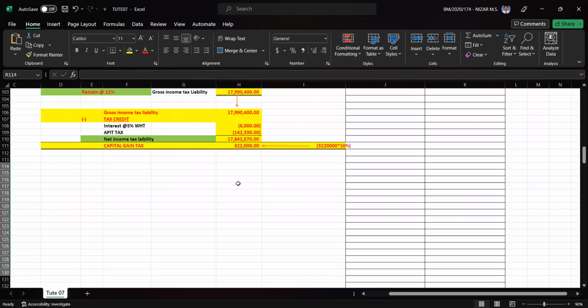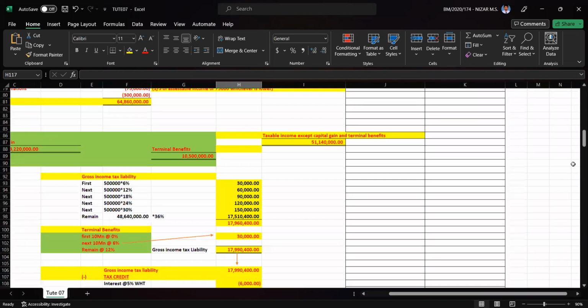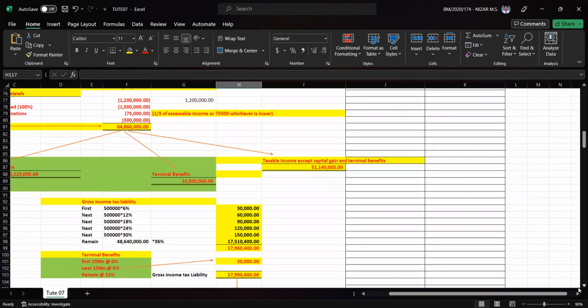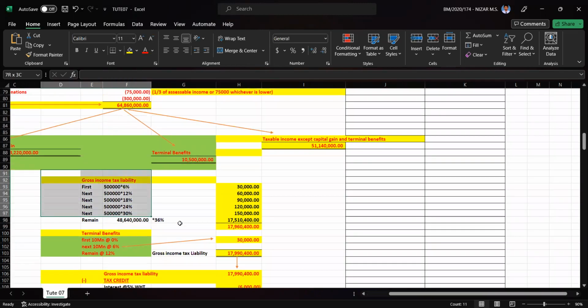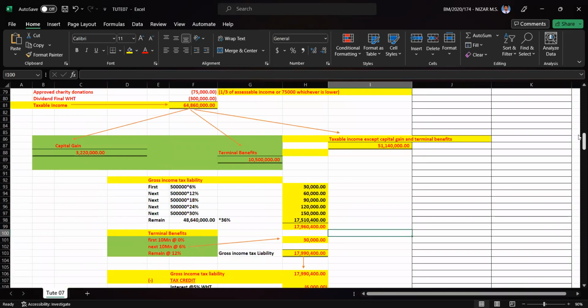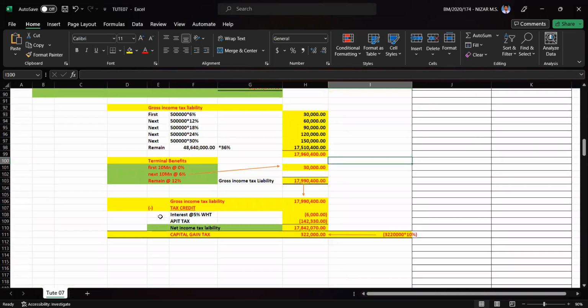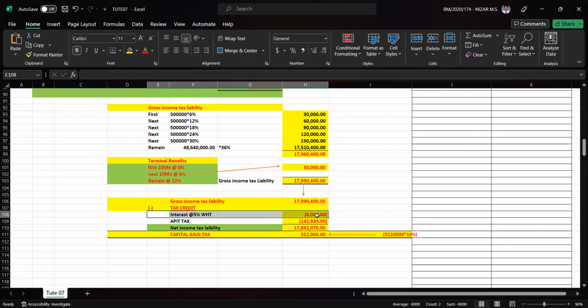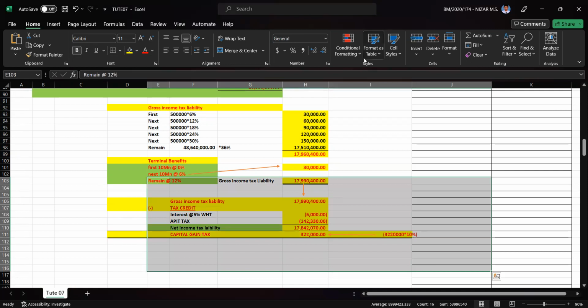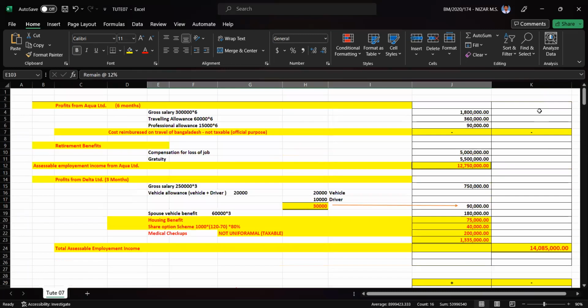Here you can see, I think it's visible, right? Here you can see here. First 10 million, remaining at 36%. After that, you can plug in the values. And I told you previously that the interest at 5% withholding tax is considered a tax credit. And advance personal income tax is also a tax credit. After that, you can compute the net income tax liability. Hope it is clear, because this is not a full discussion. This is a revision kind of session.